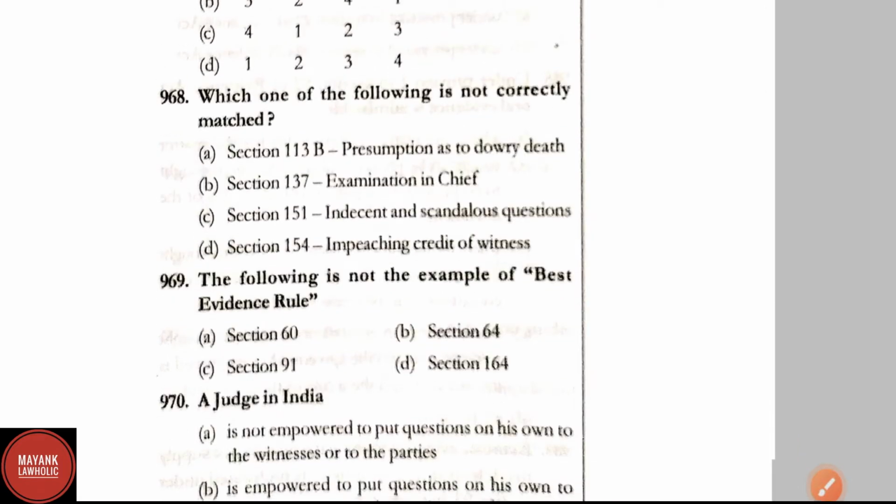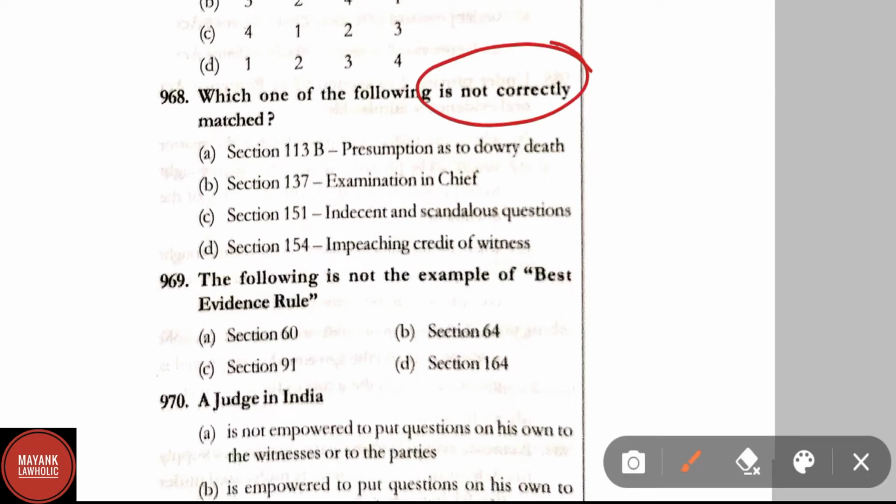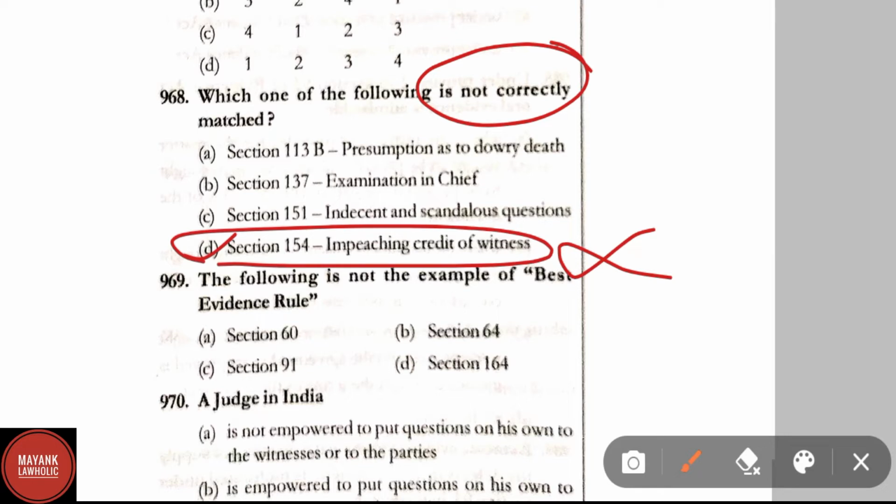Question number 968. Which one of the following is not correctly matched? Options are section 113B, presumption as to dowry death; section 137, examination in chief; section 151, indecent and scandalous question; section 154, impeaching credit of witness. Here the correct answer is option D. Section 154, impeaching credit of witness, is not correctly matched.